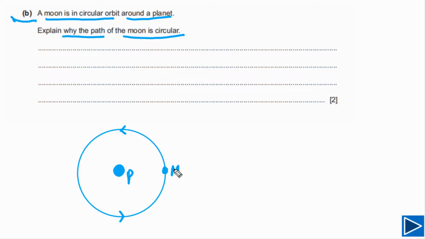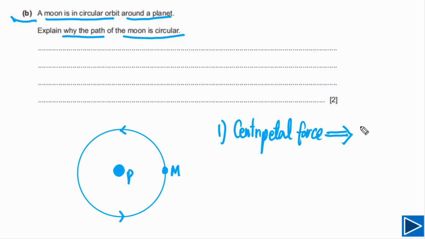So we need to understand as the moon is moving in a circle, there must be a centripetal force. Because this one is doing circular motion, there must be a centripetal force. Now we need to understand centripetal force is not a force by itself. So centripetal force has to be provided by another force. Centripetal force in this case is provided by gravitational force. So we can simply write down, in this case, centripetal force is provided by gravitational force.